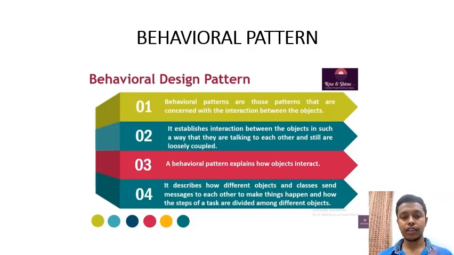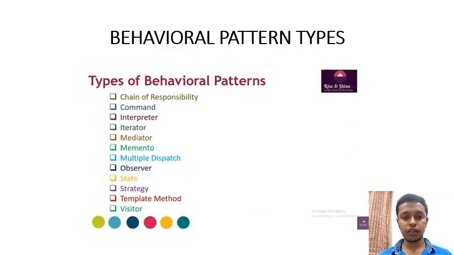Let's talk about the different types of behavioral patterns in detail. The types of behavioral patterns: there are 12 types: chain of responsibility, command, interpreter, iterator, mediator, memento, multiple dispatch, observer, state, strategy, template method, and visitor. Let's talk about the observer pattern.